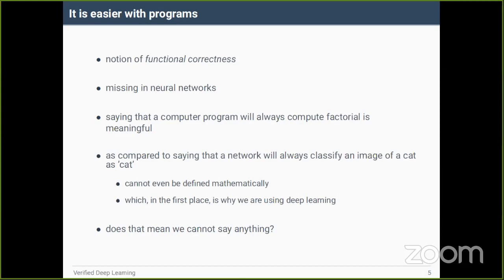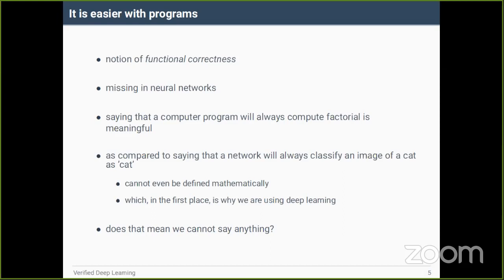It's an undecidable problem. There are ways in which you can make this tractable, but that's a different problem in itself. But the point that I'm trying to make is that you can mathematically specify what you mean by correctness. This notion of functional correctness is missing in neural networks. Okay, and what do I mean by that?